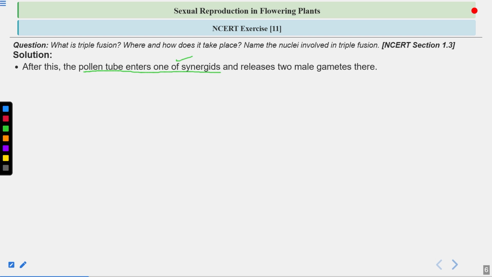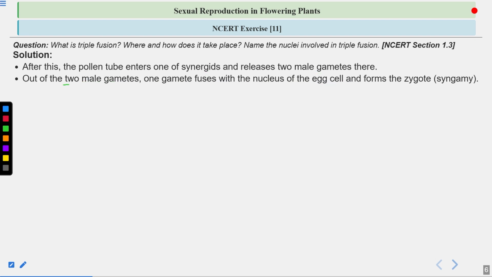Okay. Once it enters the synergid cell, what will happen? The pollen tube will rupture. The tip of the pollen tube will be ruptured with the help of the chemicals released by the filiform apparatus only. And all the contents, meaning the cytoplasm and the male gametes present in the pollen tube, will be released in the synergid cell, right? So here it is written, after this the pollen tube enters one of the synergids and releases two male gametes there.